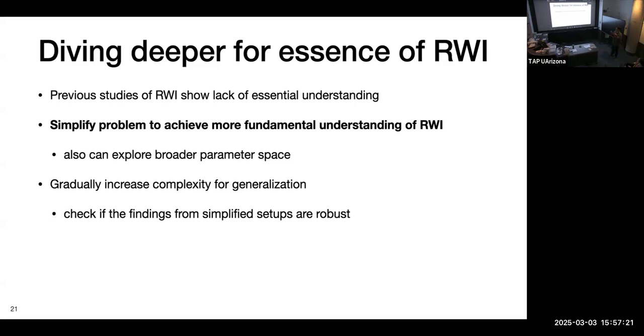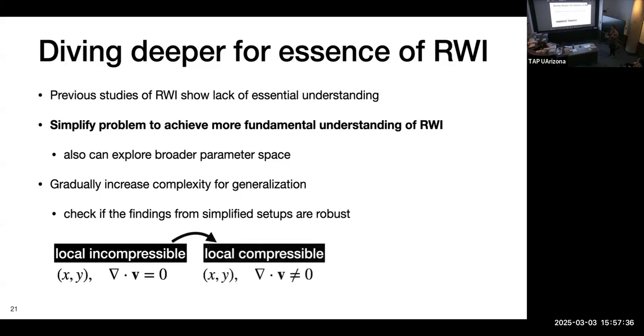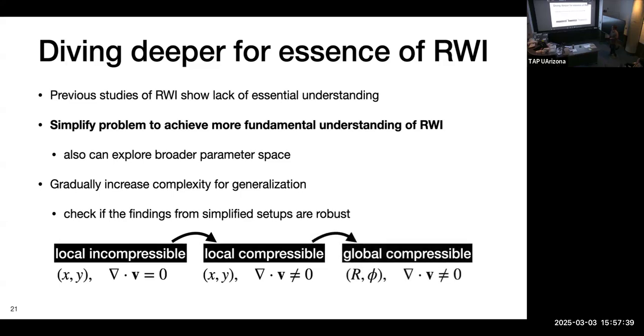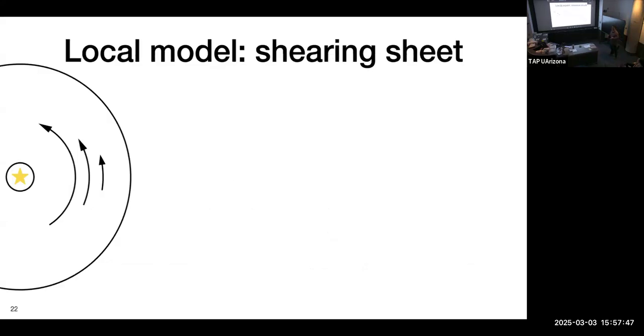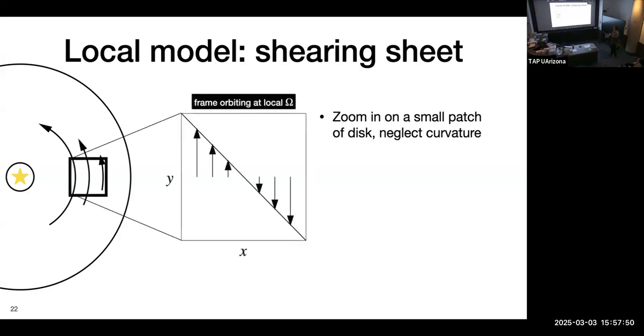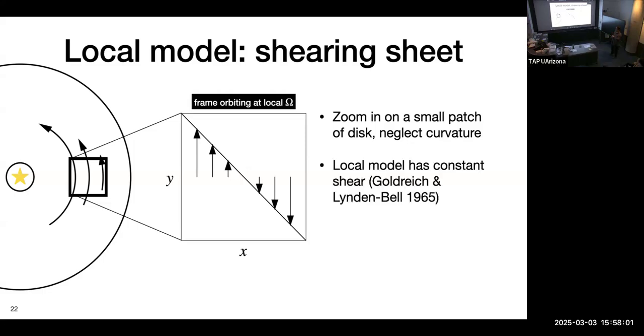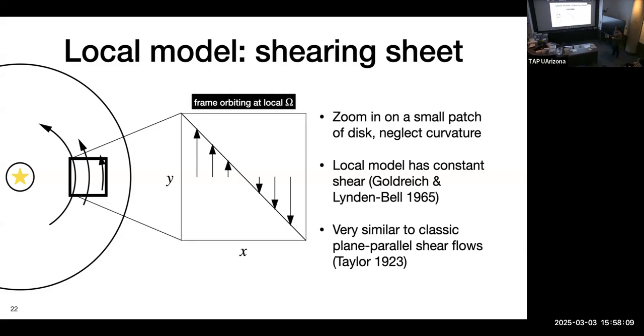And what we did is go to the simplest possible case, reduce the problem down, and gradually build up the complexity. So the simplest possible case is locally incompressible. Then we go to local compressible, relaxing that incompressible condition. Then we get back to global compressible. So the local model is the shearing sheet. You have a disk and you're zooming in on a small patch of the disk. So you discard curvature, and your shear is linear instead of being a power law. It's a classic result from Goldreich and Lynden-Bell. And this problem is very similar, as Andrew noted, to classic fluid dynamics problems.